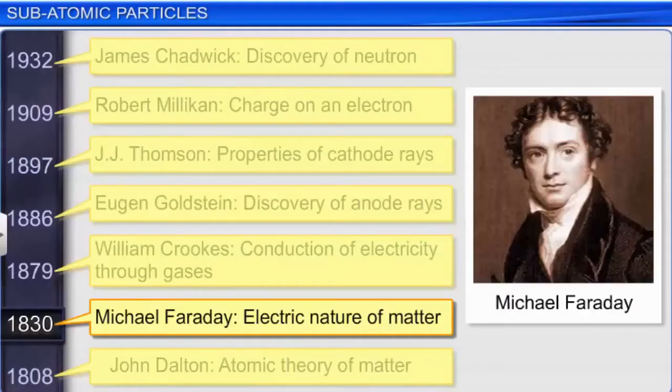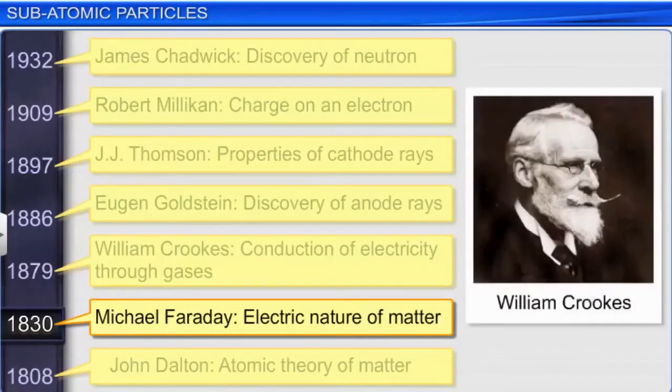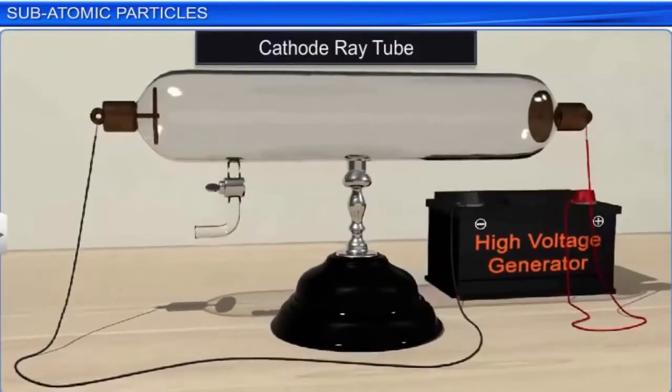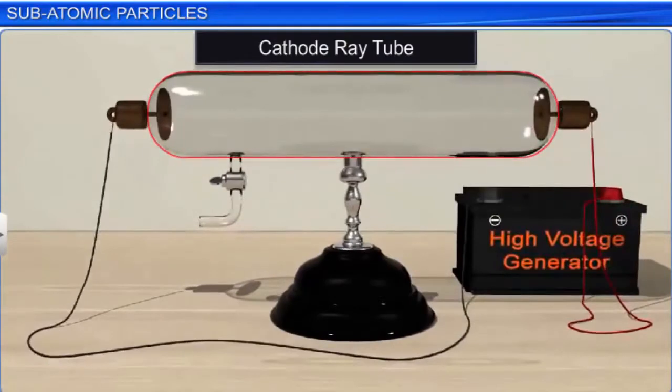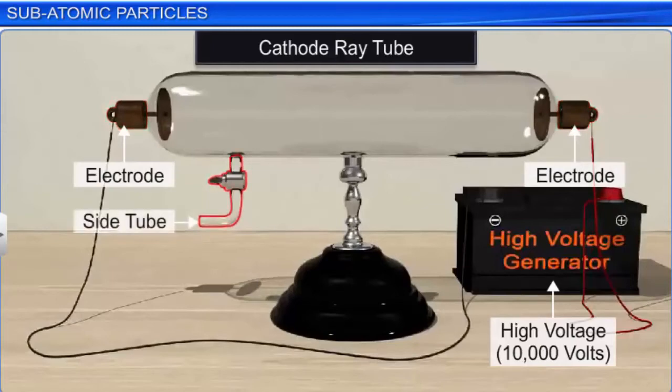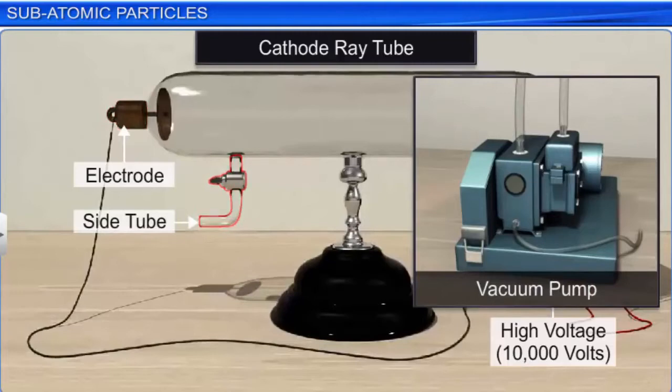The structure of an atom, however, was demystified only when William Crookes conducted experiments to study electrical discharge through gases in 1879. The apparatus used for his experiments consisted of a glass discharge tube, now called cathode ray tubes or Crookes tubes, and a high voltage source of 10,000 volts. The discharge tube was sealed at both the ends and was fitted with a thin piece of metal called electrodes at each end. It had a side tube fitted with a stopcock that connected with a vacuum pump to control the pressure of the gas or air contained inside the tube.